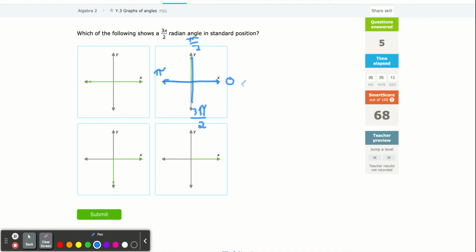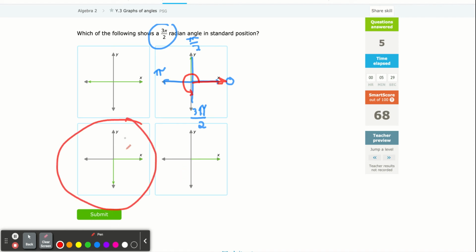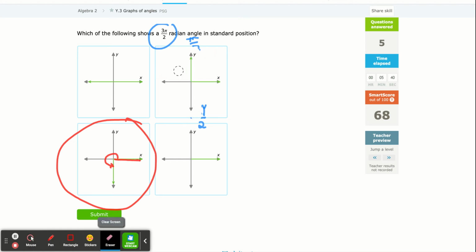3 pi halves. So when it asks for 3 pi halves, again, you're going to start at the positive x-axis. You're going to rotate to pi halves, pi, 3 pi halves. So you're going to end up there. And by the way, that was this graph down here, because that's where I started and that's where I ended up. The graph that I actually was just looking at, if you'll notice, and I erased that, that was a 90 degree or a pi halves angle. It wanted a 3 pi halves. So I'm going to choose this one here.